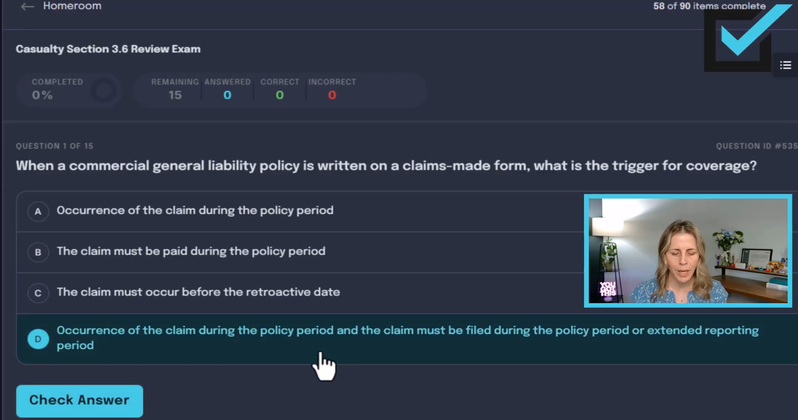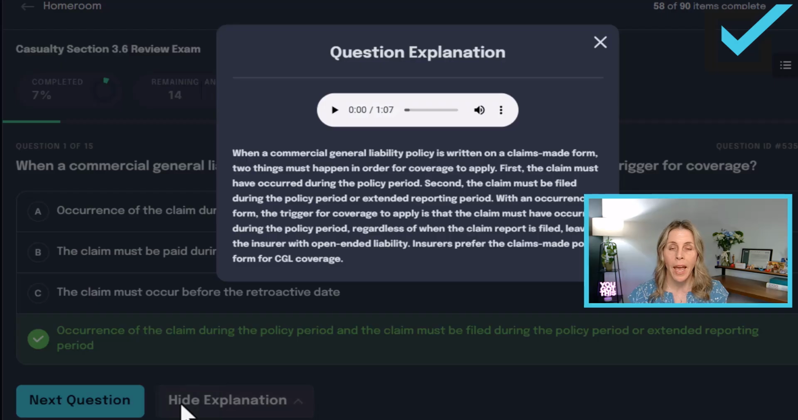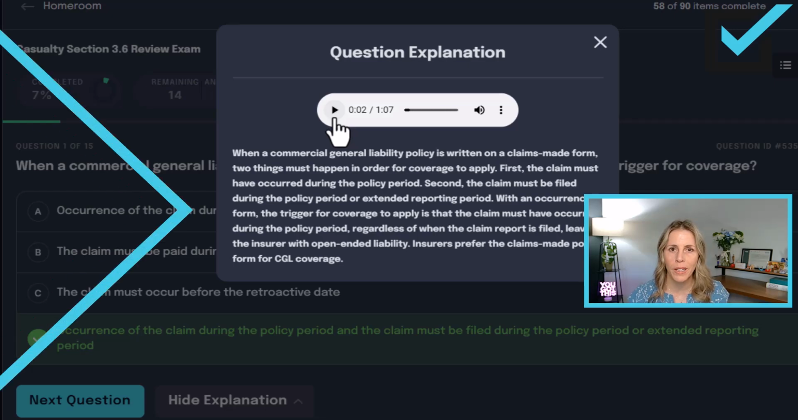So I select what I believe is the correct answer, click check answer. I know I got it right because I got that green check mark. I can click show explanation and read the rationale. I can also listen. All of our questions have full audio explanations for you.